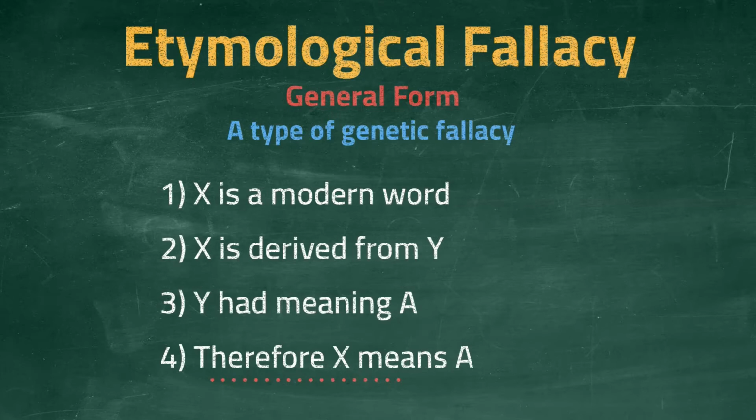The original Greek meaning may not be the same as the modern English meaning, and this is the mistake, assuming that the modern word has the same meaning as its etymon. Of course, I have spoken about English and Latin and Greek, but this is a problem with any language. Let's look at an example of someone making this mistake.